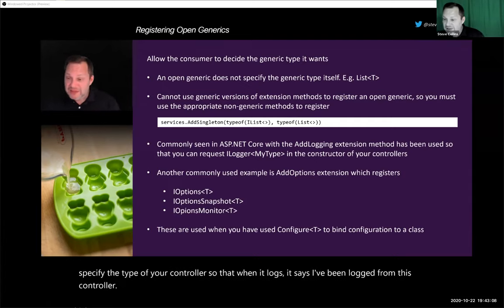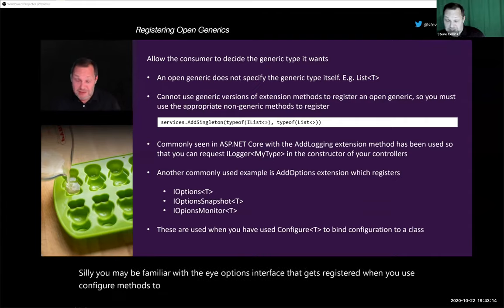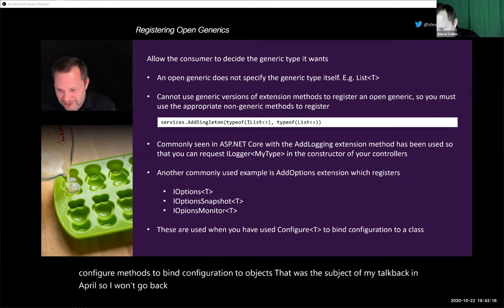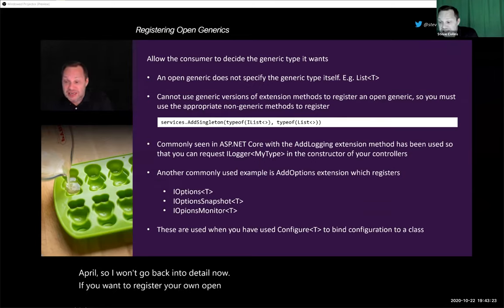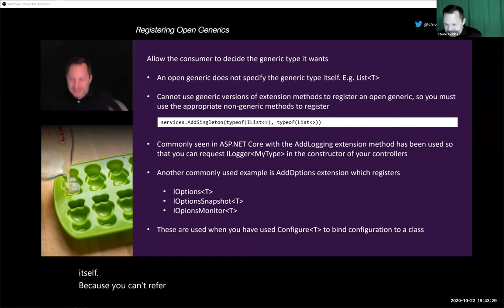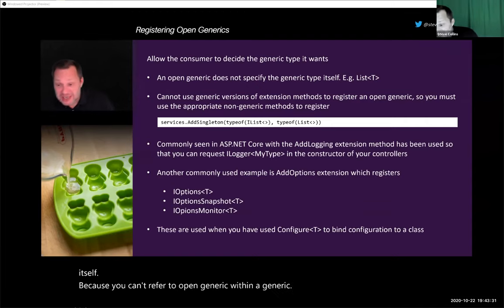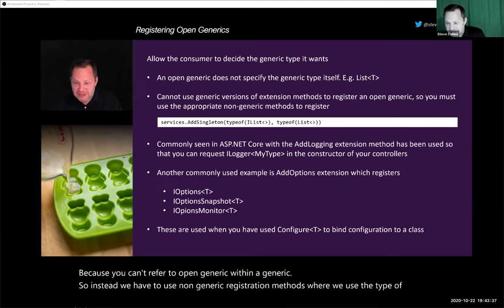so that when it logs, it says, I've been logged from this controller. Similarly, you may be familiar with the IOptions interface that gets registered when you use configure methods to bind configuration to objects. That was the subject of my talk back in April, so I won't go back into detail now. If you want to register your own open generic type, the C# syntax doesn't really lend itself, because you can't refer to an open generic within a generic. So instead, we have to use non-generic registration methods where we use the typeof keyword to get the class type without having the type parameter.